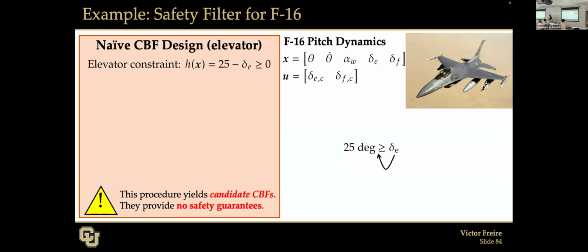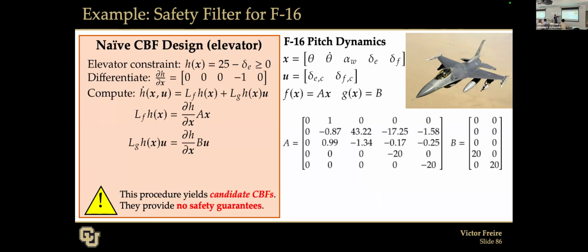Good starting point. That's a candidate CBF. We just take the derivative with respect to the state to find H dot, to find this LFH, LGH term. So here I've put the dynamics. Here's the gradient of H. We can do those multiplications, gradient of H times A. That's just taking out the fourth row. So that's the 20 times elevator angle.